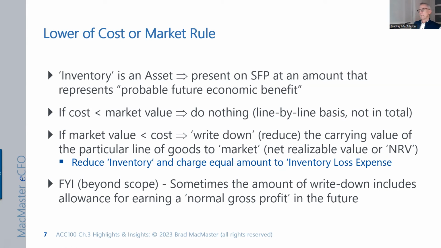So, for example, if our cost amount is $12 and our market value is $10, and we normally make a 20% gross profit on our products, then to be able to sell it in the future at $10, we need to write it down to $8, so that in the future, when we sell it, we'll have a $2 profit. Anyway, I don't think you need to be prepared to make those calculations for any assessment in this course.